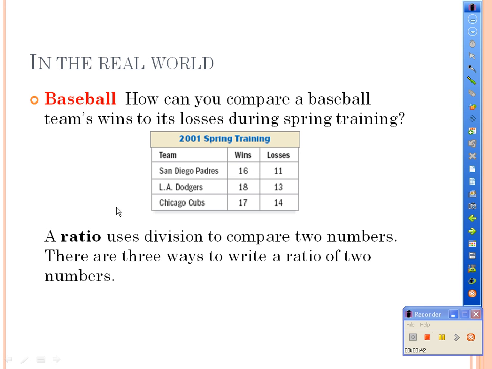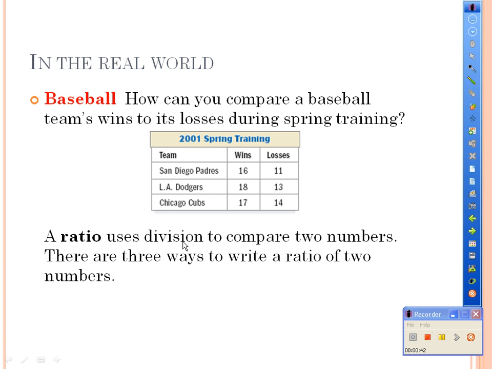Let's start with a scenario from the real world. Baseball. How can you compare a baseball team's wins to its losses during spring training? Here we have a graph that compares different 2001 spring training teams and their wins and losses. We're going to use this real-world example to explore ratios. Please fill in the vocabulary on your guided notes.